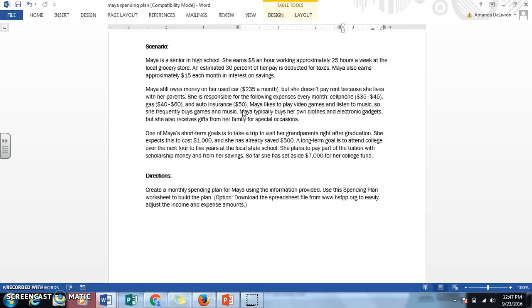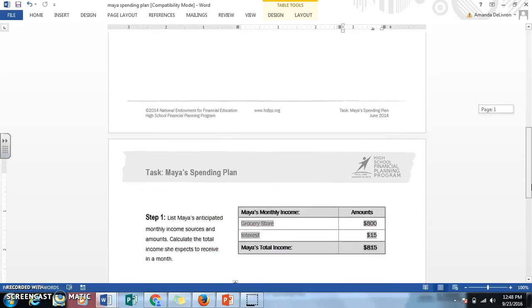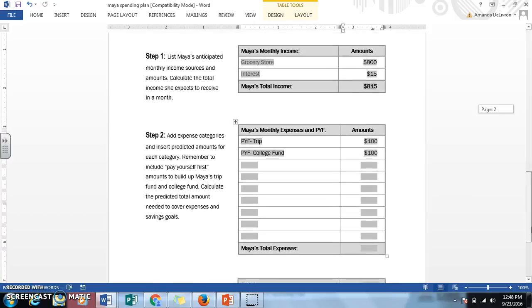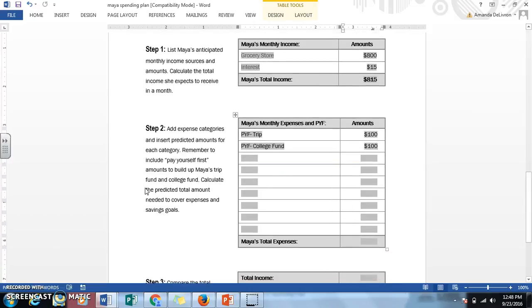So already we found 2 fixed expenses. We found that she has to spend $235 on her car loan and $50 for insurance. So let's add that to our expenses category. $235 for a car loan and $50 for insurance. So I've added those fixed expenses.